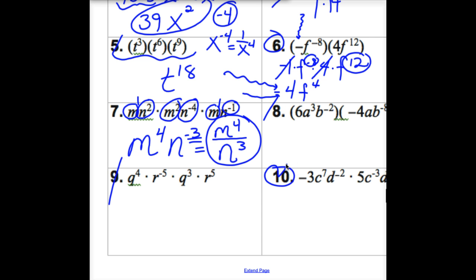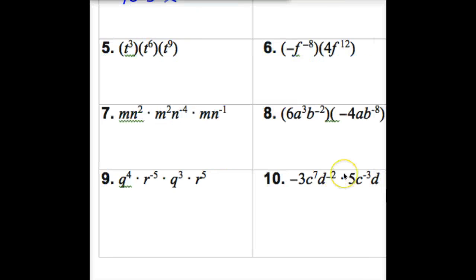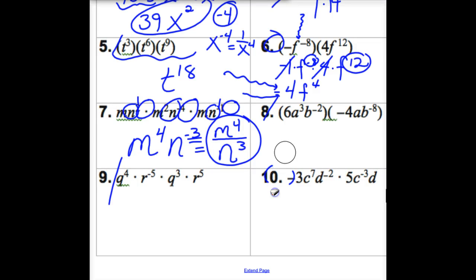Let's go take a look at number 10. Number 10, I would advise you to stop this and pause it and try to do it on your own. And if you've got number 10 down, you are probably set to go, but I'm just going to continue on through here. But you pause the video and go try number 10 and see how you did.